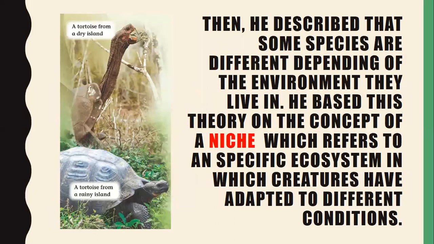Then he described that some species are different depending on the environment they live in. He based his theory on the concept of a niche, which represents a specific ecosystem in which creatures have adapted to different conditions.